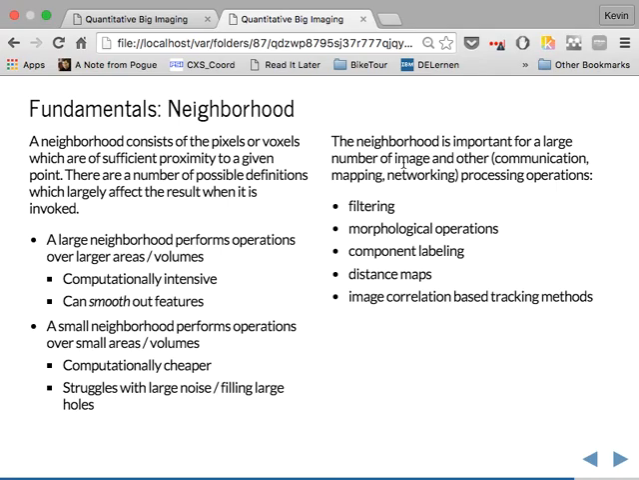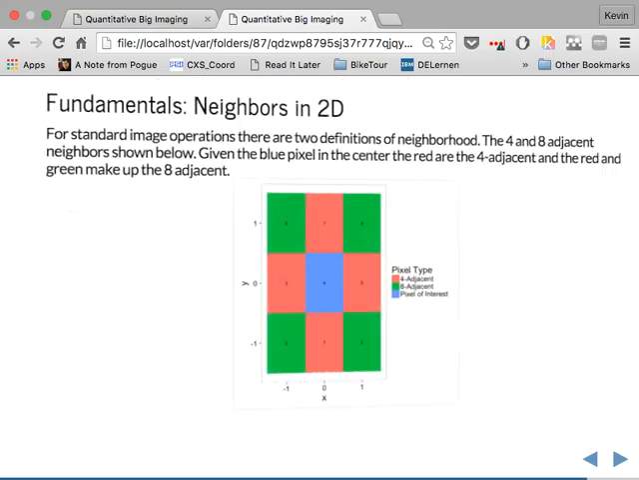Neighborhood is really important for a lot of the other things we'll discuss in the future. For morphology, it's critical. For filtering, of course, it's also important. Component labeling, distance map, and image correlation tracking methods all use this idea of neighborhood. So being comfortable with that and knowing what it means to have different neighborhoods, or what the different options for neighborhoods are, is very important.